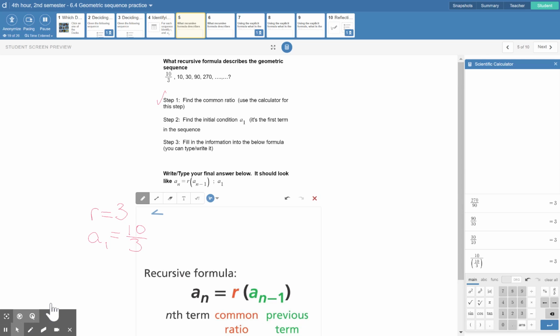So the answer is going to be a sub n equals 3, parentheses, our previous term, you're going to just rewrite that. And then we do the semicolon to tell the reader where to begin. This is what you are expected to know on the test.